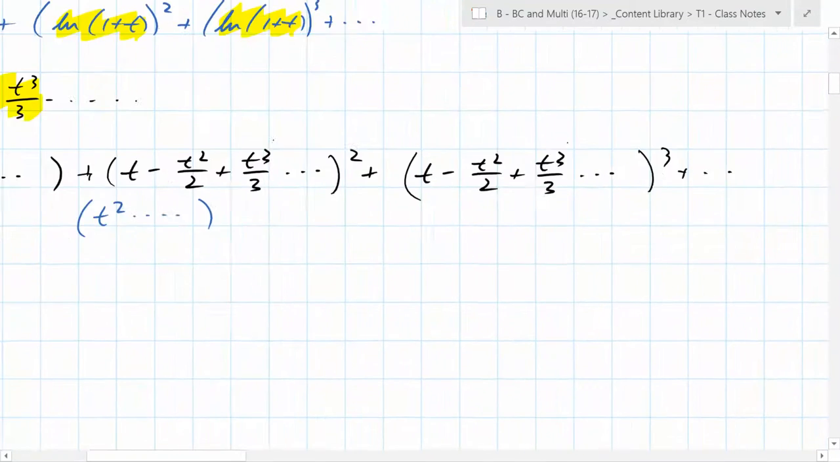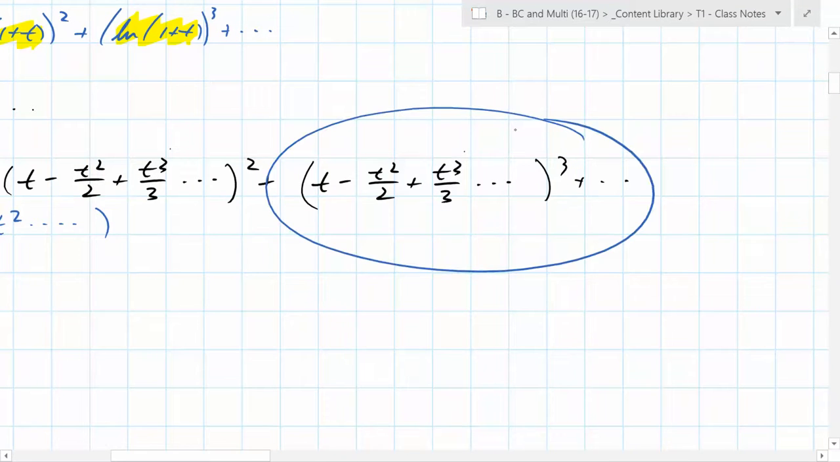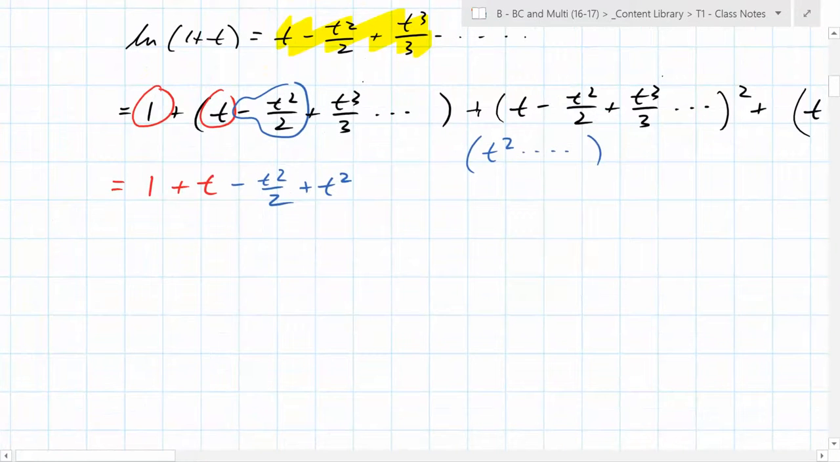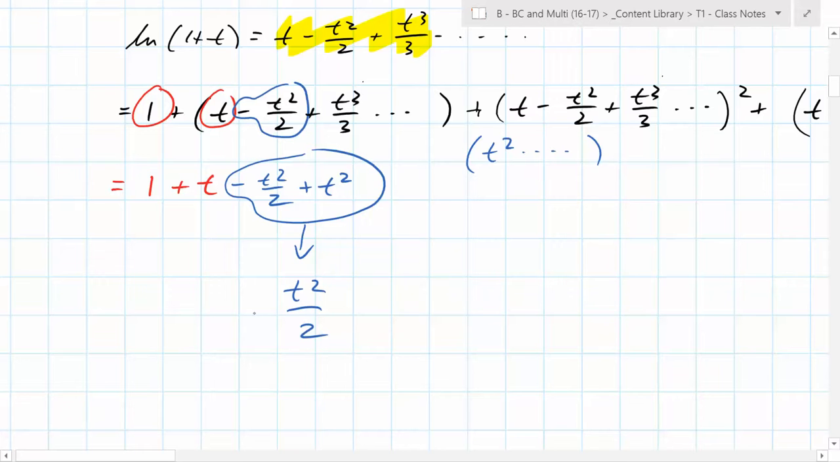Are there any t squareds in this one? No. So we found how many? We found the first 3 terms. We have 1 plus t plus what? T squared over 2. Do you agree with that? These 2 terms right here combine to become t squared over 2. So we have 3 terms.